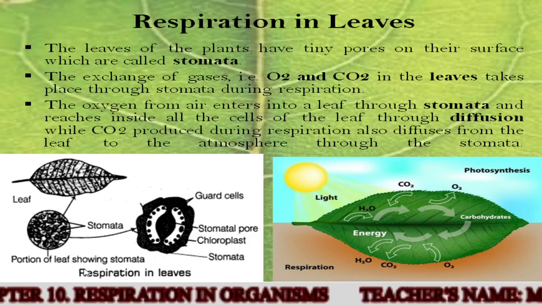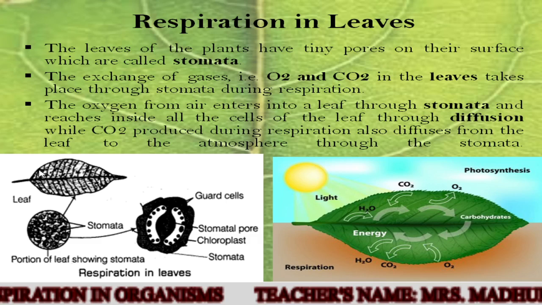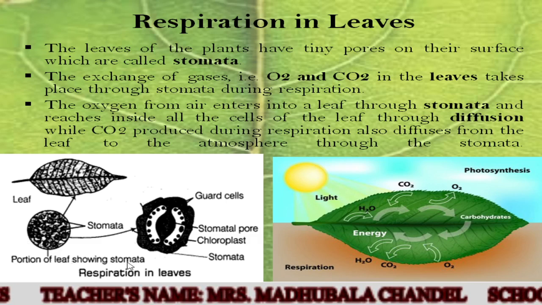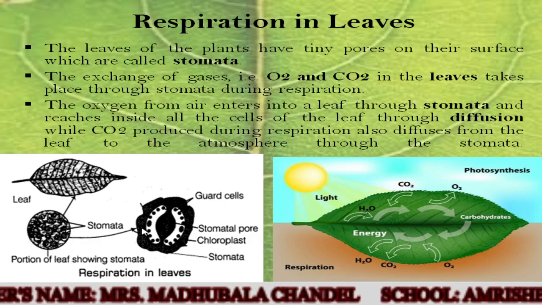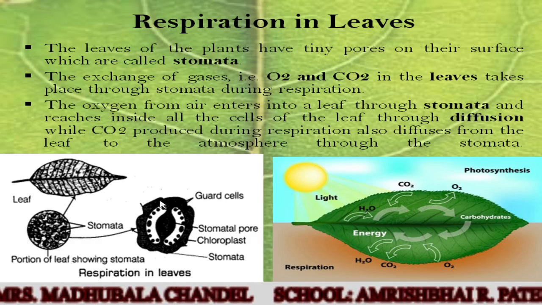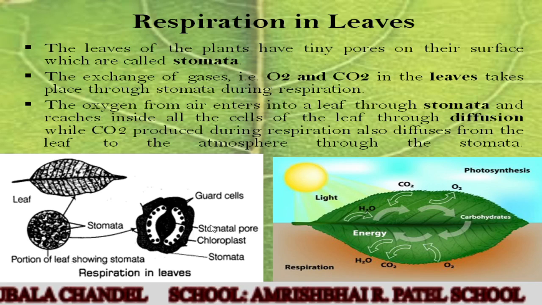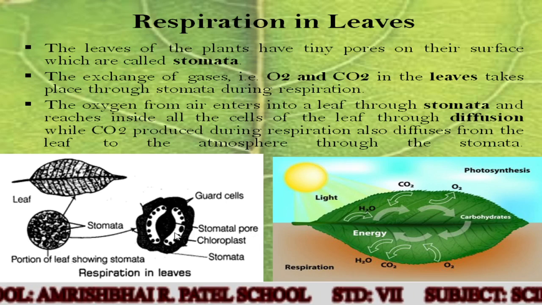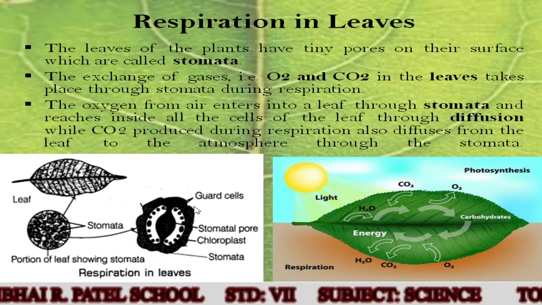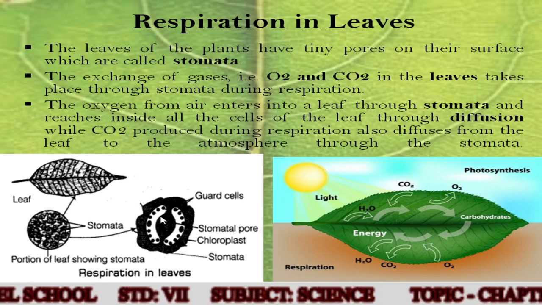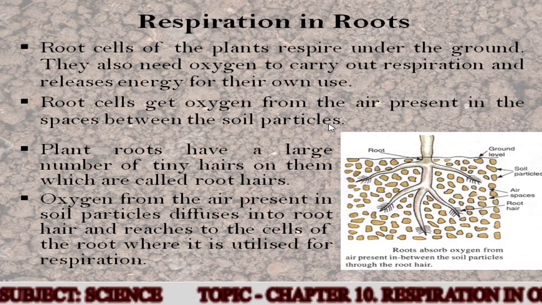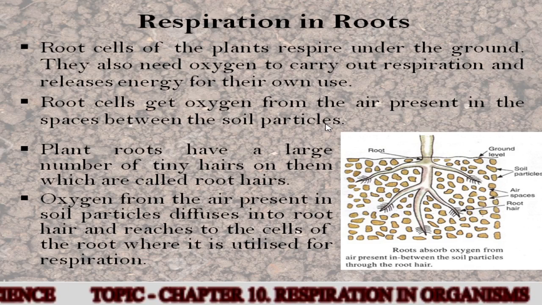Here you can see the section view of the stomata, this is a leaf. Inside the leaf you have the portion of the leaf showing the stomata, and then you zoom in and see that the stomata consist of two guard cells, the stomatal pore, and chloroplasts. The opening and closing of the guard cells allows the oxygen and carbon dioxide to get exchanged. This was respiration in leaves.